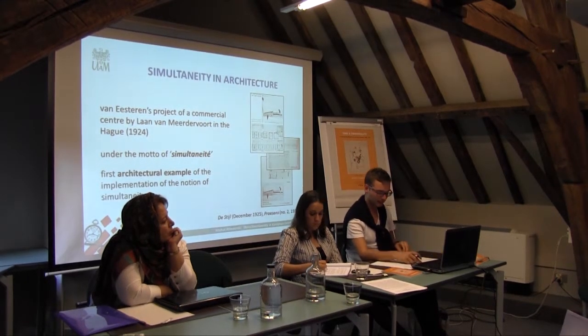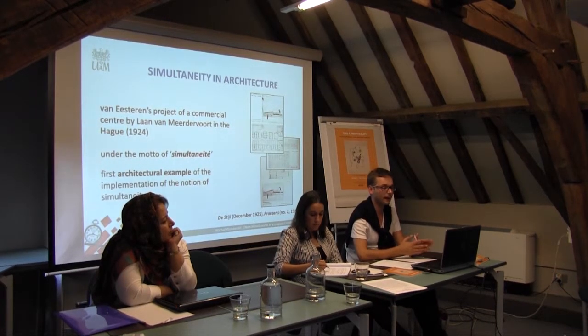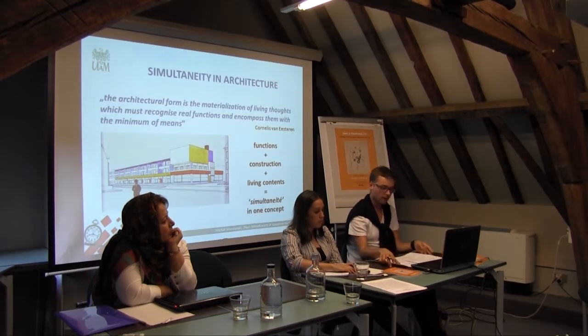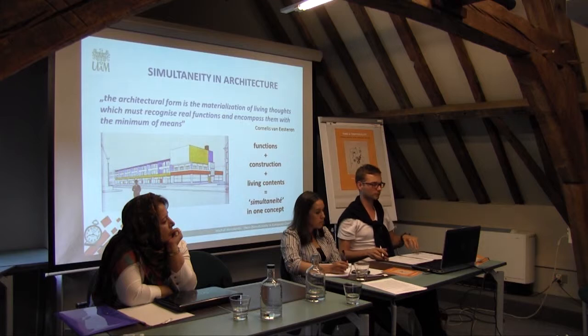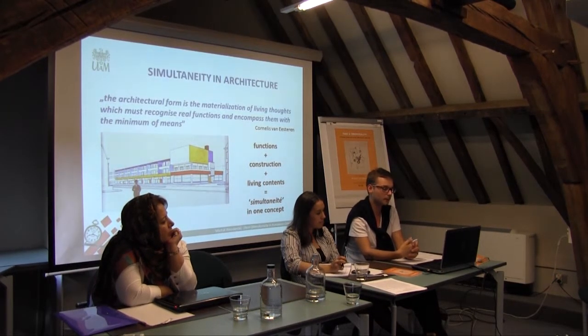In both The Style and Presence, Van Eesteren presented his project of a commercial center in The Hague under the motto of simultaneity. It was his first architectural example of the implementation of this notion in architecture. The most interesting here is his description of the project. According to him, the architectural form is the materialization of living thoughts which must recognize real functions and encompass them with the minimum of means. Hence, functions, construction, and the living contents of the task create one simultaneity.